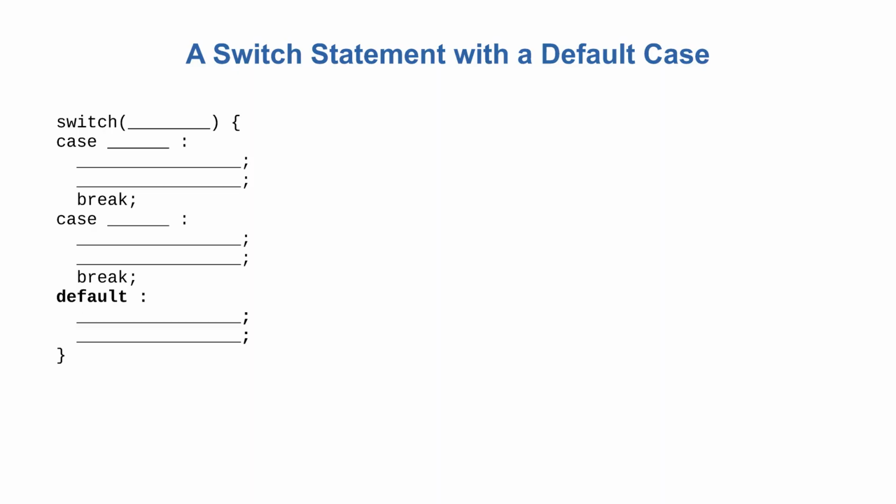Fortunately, a switch statement can have a default case to run if none of the other cases in the switch statement matches the switch variable. You can add a default case to the end of a switch block like this. Code in the default case will run if no other cases matches the switch variable.